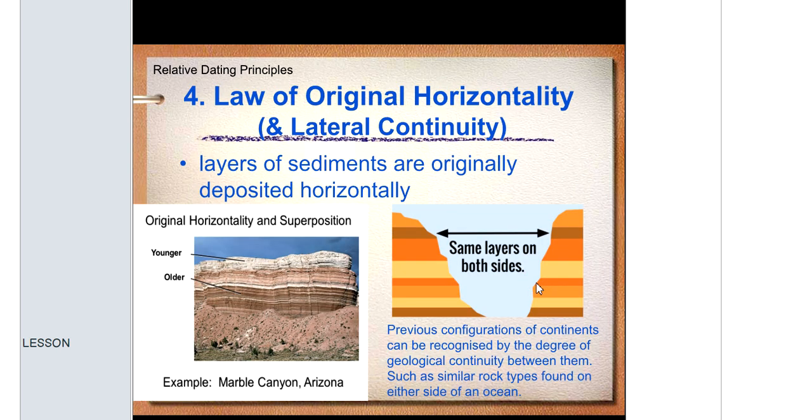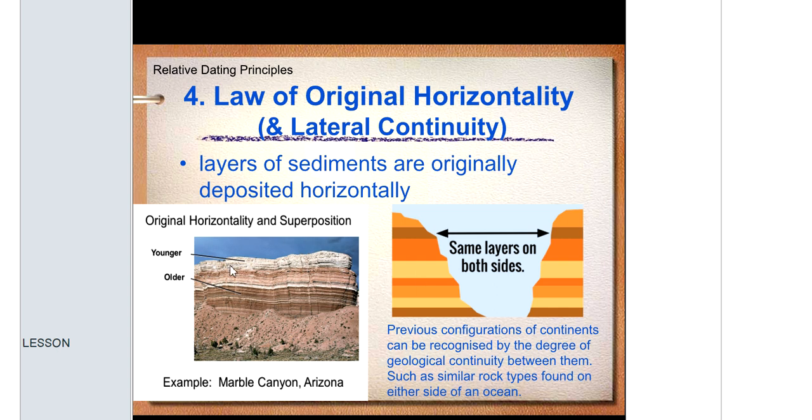Law of original horizontality and lateral continuity. So this is basically saying that layers of sediments are originally deposited horizontally. They fall to the ground and they land horizontally. So even if this shifts a little bit and it's no longer horizontal, so it tips up on its side, you can still see the layers and you can tell how they laid down. And they should be equal on either side of this canyon here.